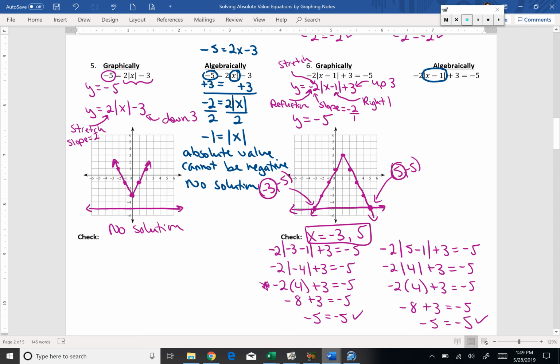To get the absolute value bars by themselves, those steps aren't new to us. Those aren't new at all. We want to start with undoing our addition. To undo addition, we subtract. -5 minus 3 is -8.